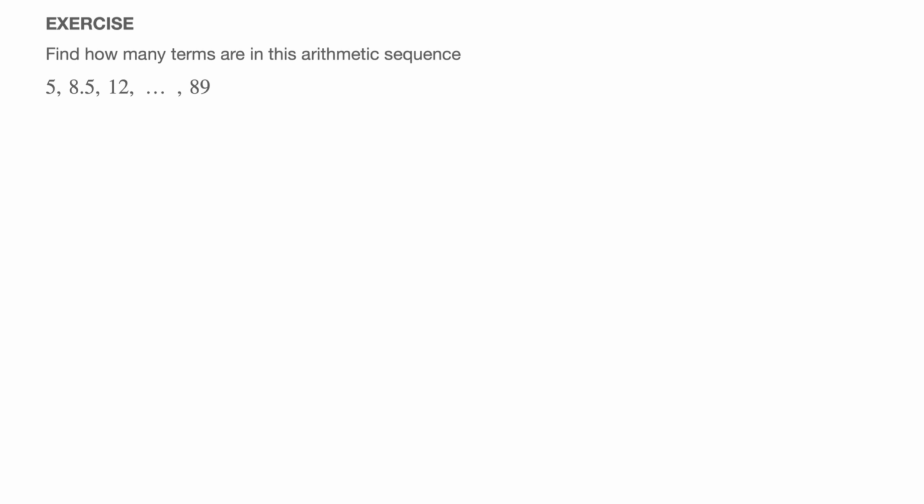In this video, we learn how to find how many terms there are in a finite arithmetic sequence. And for that, we're going to be working through the example you see here, in which we're simply told, find how many terms are in this arithmetic sequence. As we can see here, we're given the first few terms as well as the last term of the sequence. The first three terms being 5, 8.5, and 12, and the last term in the sequence is 89.